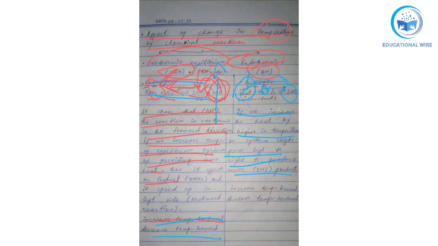So there are two properties of this. One is that an increase in temperature gives a forward reaction. If we are increasing the temperature of an endothermic reaction, there is the forward reaction. But when we are decreasing the temperature, there will be the backward reaction. But remember that in exothermic, if we are increasing the temperature, it's a backward reaction, not forward. And if we are decreasing the temperature, we have the forward reaction. It's totally vice versa.